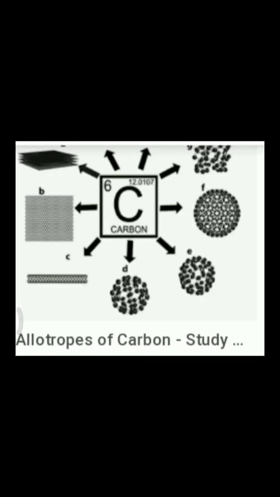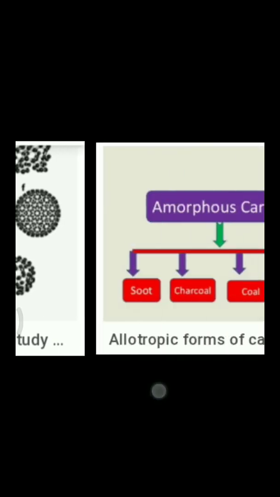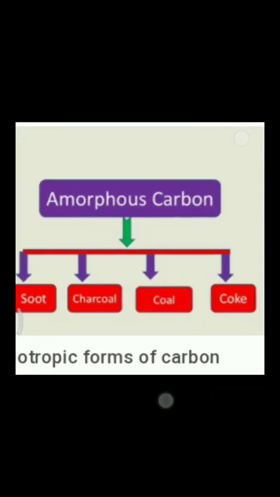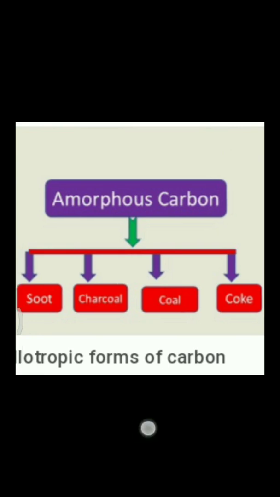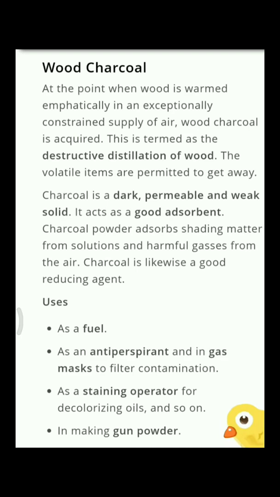You can see this flow chart in which we come to know that carbon exists in different amorphous forms: soot, charcoal, coal, coke, and many more. First we will discuss wood charcoal.